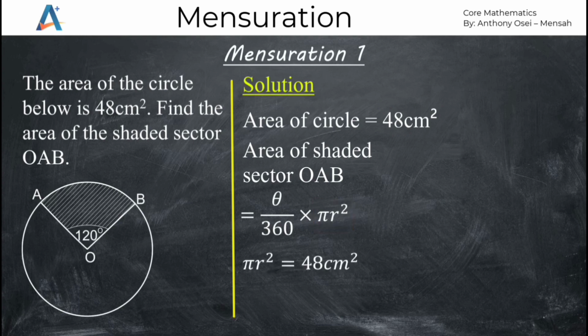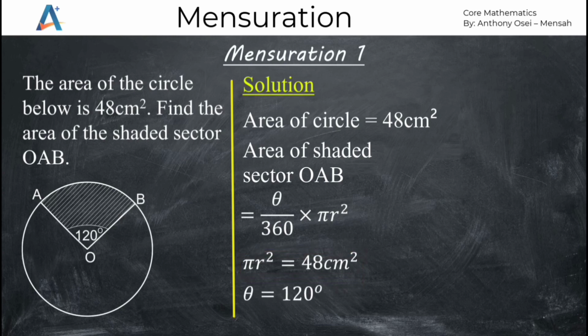So we can boldly say pi r squared is still 48 centimeters squared, because the area of a circle is pi r squared and the area of a circle has been given as 48 centimeters squared. So therefore pi r squared is 48 centimeters squared. So in this formula, wherever you see pi r squared, just replace it with 48 centimeters squared. Let us get into that solution.